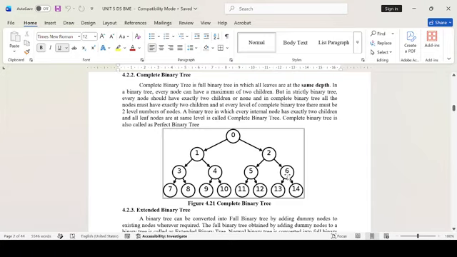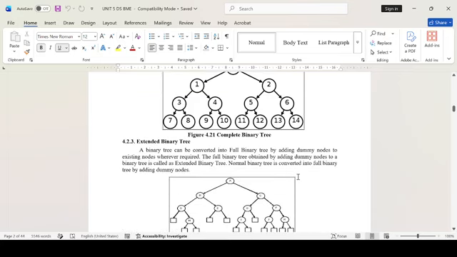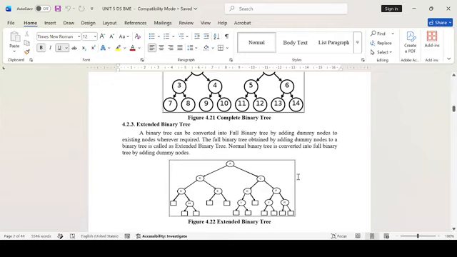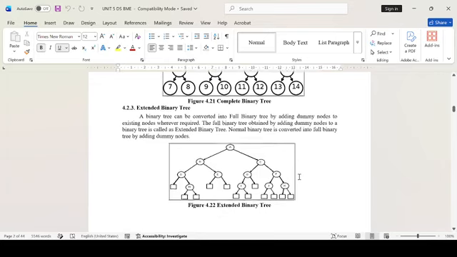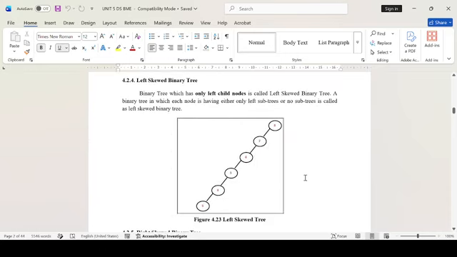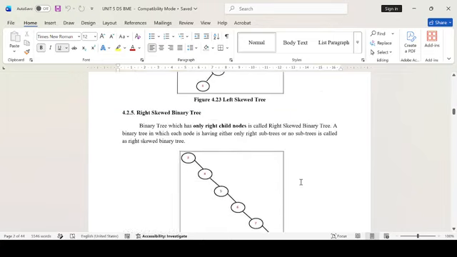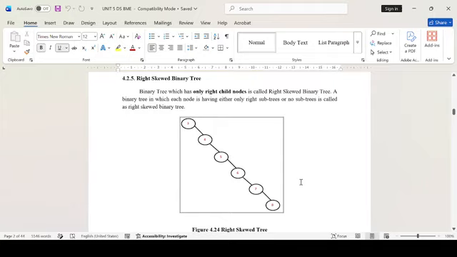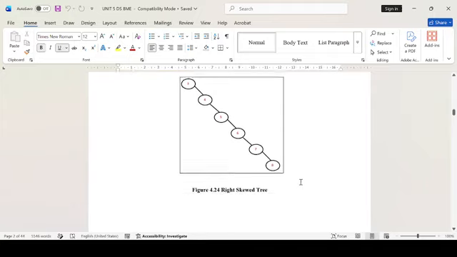Then complete binary tree. A complete binary tree is one in which all the leaf nodes are at the same depth. Extended binary tree. We can convert a binary tree into a full binary tree by adding dummy nodes to existing nodes wherever required. The full binary tree obtained by adding dummy nodes to the binary tree is called an extended binary tree. Then left skewed binary tree. A binary tree which has only left child nodes is called a left skewed binary tree. A binary tree in which each node has either only a left subtree or no subtree is called left skewed. Then right skewed means a binary tree which has only right children. That is called a right skewed binary tree.